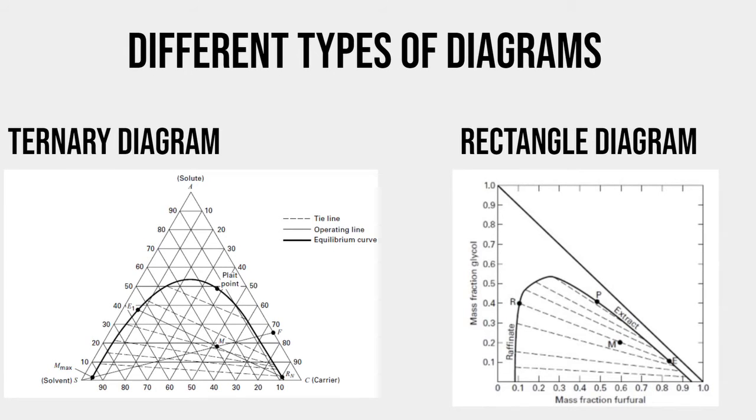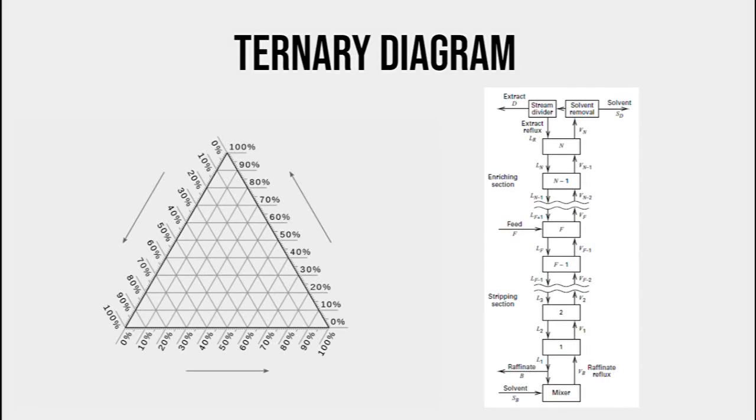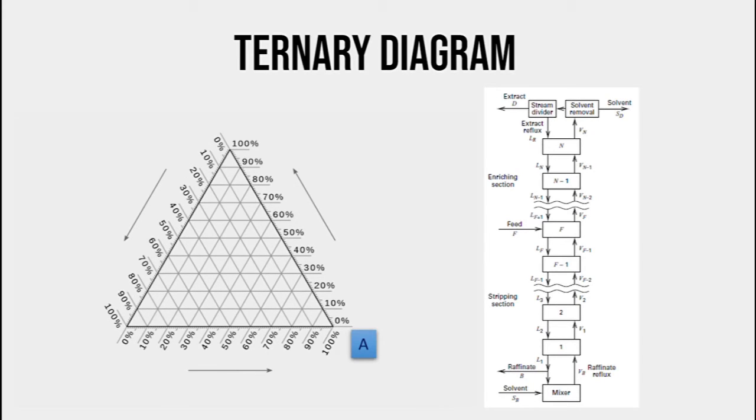To know the quantity of solvent that's required, the raffinate and extract composition, and the system performance, it is necessary to visualize the process in a diagram. There are different types of diagrams, such as the ternary diagram and the rectangle diagram. In the ternary diagram, we have an equilateral triangle. Each of its vertices corresponds to a substance: the carrier, the solute, and the solvent.